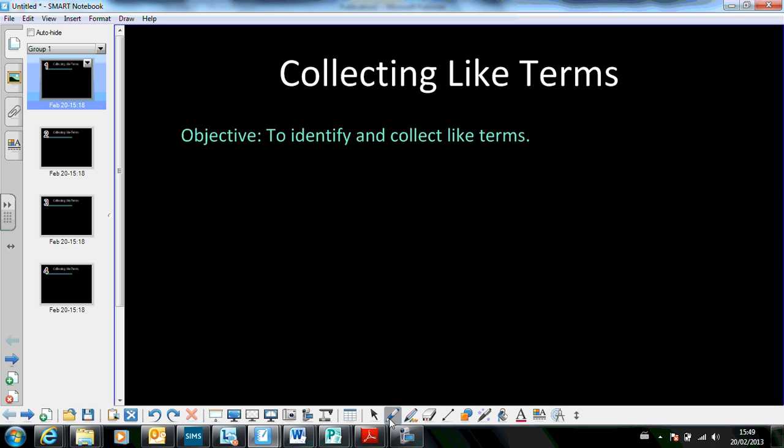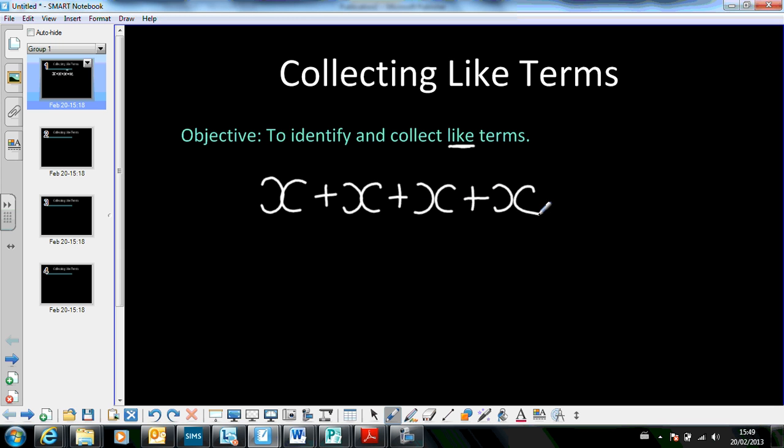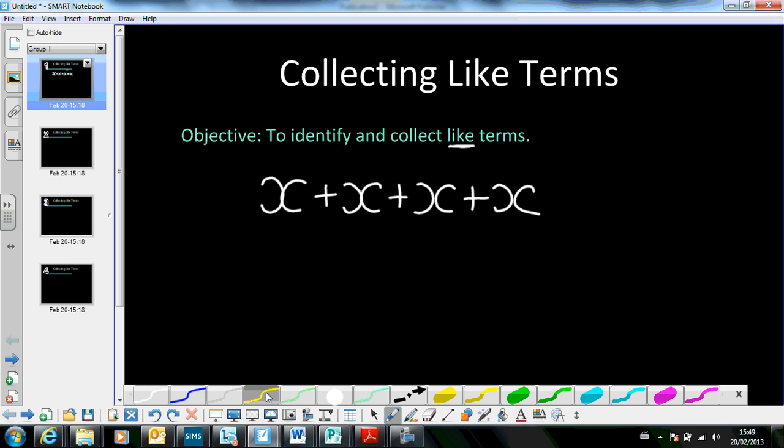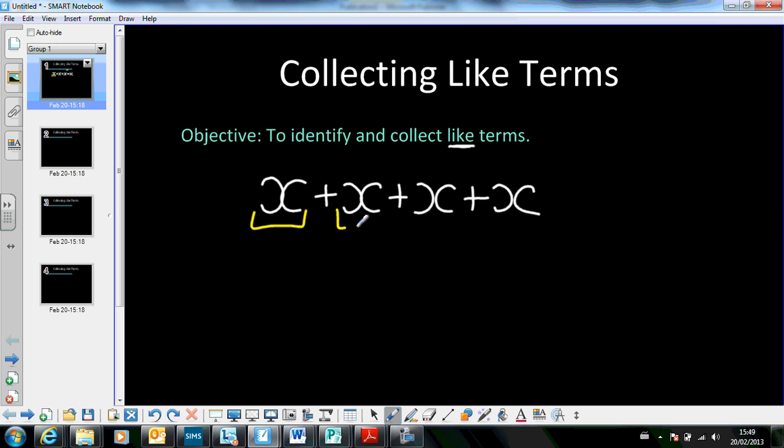So Friday's lesson is all going to be about collecting like terms. I'm going to talk a little bit about what we mean when we say like terms, but you should find this pretty straightforward because it's something you do all the time anyway. So if we've got an expression like x plus x plus x plus x, then when we're talking about a term, the terms are anything separated by a plus or a minus sign.